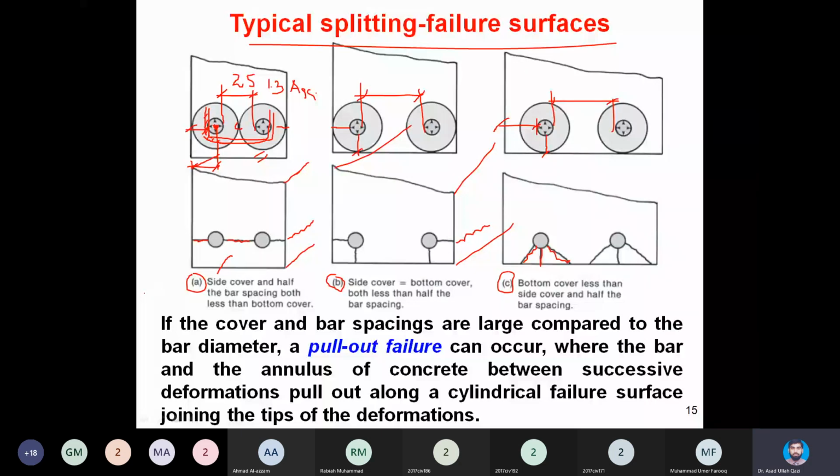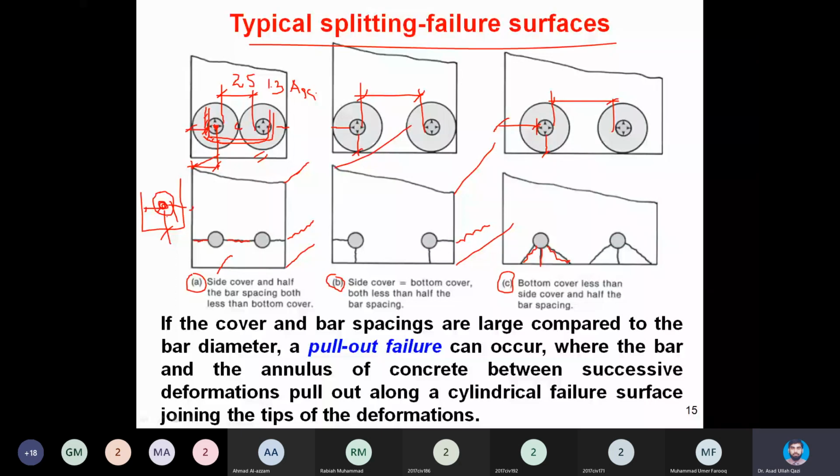Now there is a fourth possibility, that the cover and the bar spacings are large compared to bar diameter. So this is another scenario where there is no problem with respect to the bottom cover and side cover, and pressure is not touching any of the edge or the bottom, but still the possibility is that the bar as a whole is sheared off, it is pulled out.